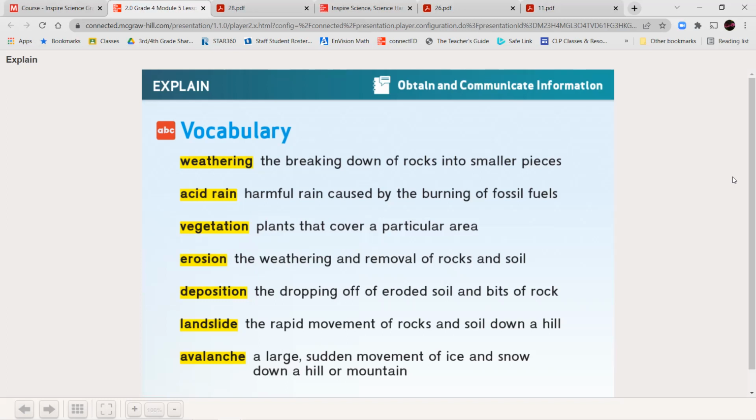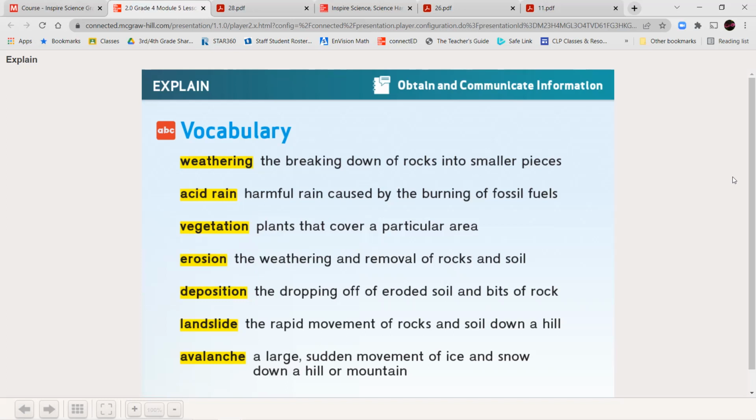Erosion is the weathering and removal of rocks and soil. So when it's being broken off, when it's being taken away, it's eroding. We call that erosion. Deposition is the dropping off of eroded soil and bits of rock. So think erosion is happening when a river is passing through an area and bits of rocks are being carried away by the river. Deposition is when those bits of rocks find a space to stop. So they're being deposited, or dropped off, in those particular areas. That's deposition. That's where those crumb pieces that broke off are settling afterwards.